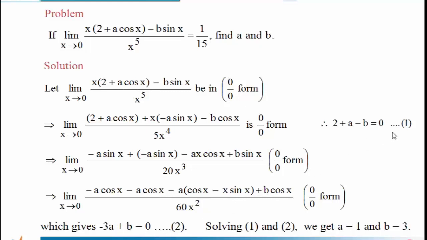So we get two equations, equation 1 and equation 2, by using L'Hospital rule in some such steps. Our job is to find the values of two unknowns, namely a and b, and we have created two equations with the help of L'Hospital rule. So solving 1 and 2, we get the value of a will be 1 and b will be 3 by using simultaneous equations.